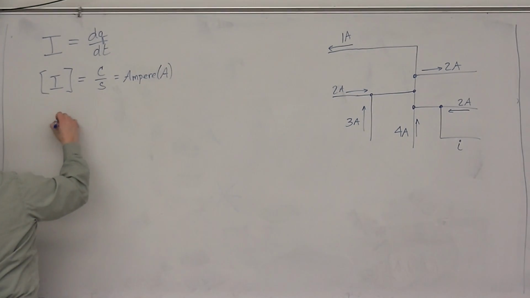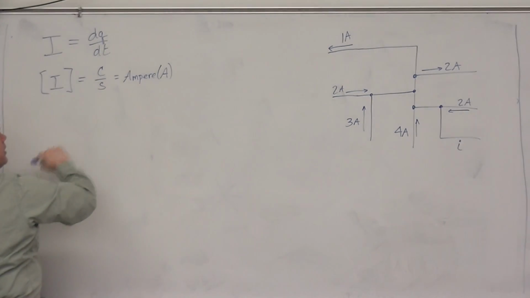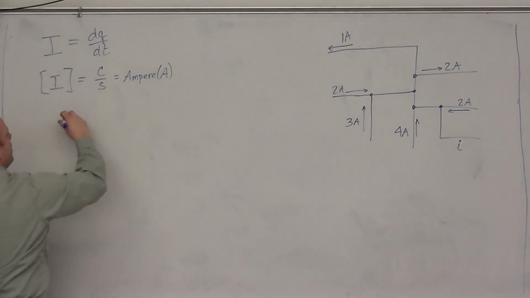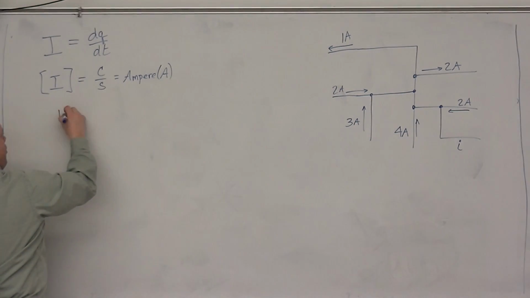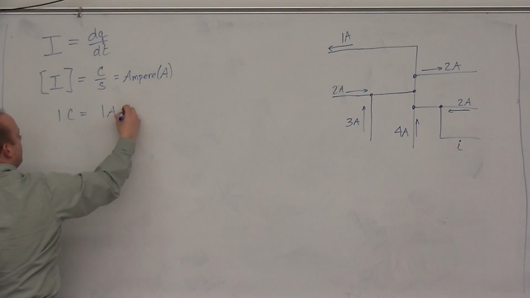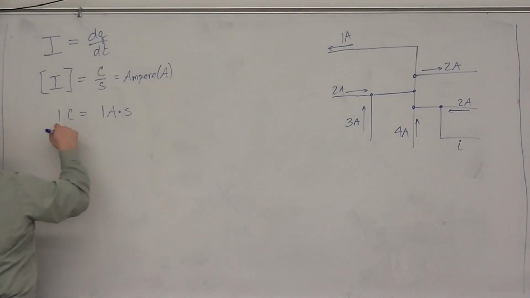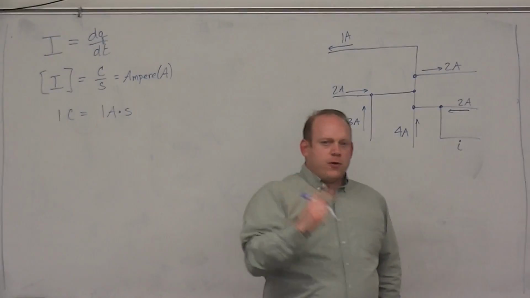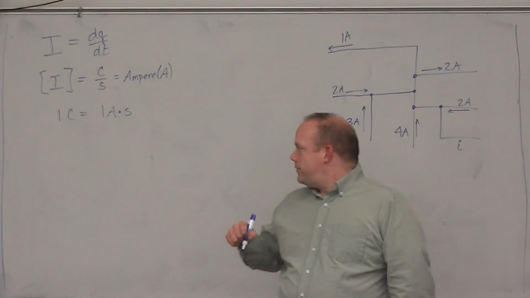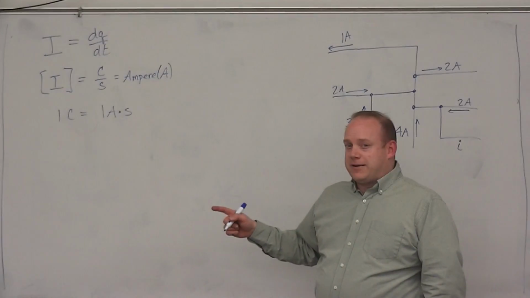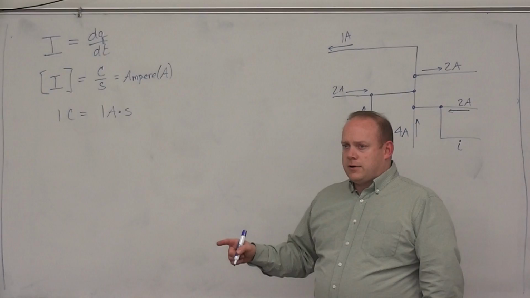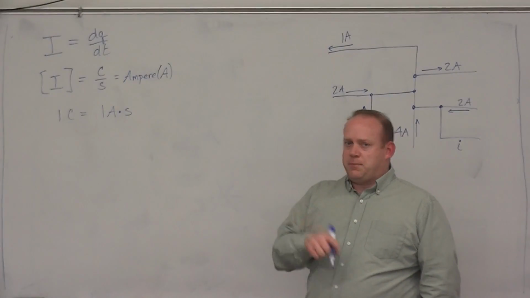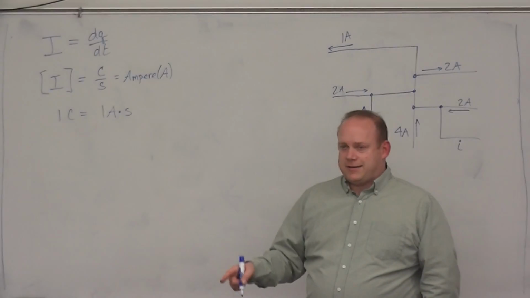One other thing here, the coulomb is not the base unit. A coulomb is a very hard unit to measure. The ampere is not a very hard unit to measure. So the way that we define the coulomb, 1 coulomb is equal to 1 ampere second. We do not define the ampere off the coulomb, we define the coulomb off of the ampere. It's sort of like defining distance by a speed as opposed to defining speed by the distance.